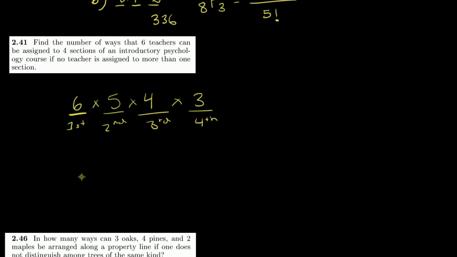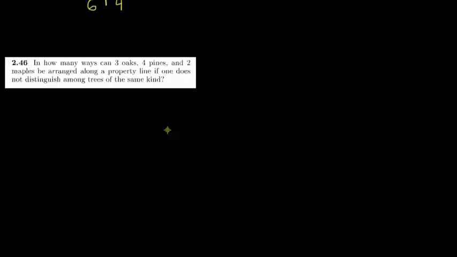Okay? This is another permutation type problem. So basically what you have is 6 teachers going into 4 sections. Right? So here we would just go ahead and multiply that across, and we will get 360. Okay, so let's go ahead and do another problem.